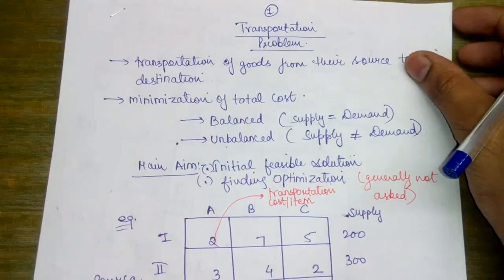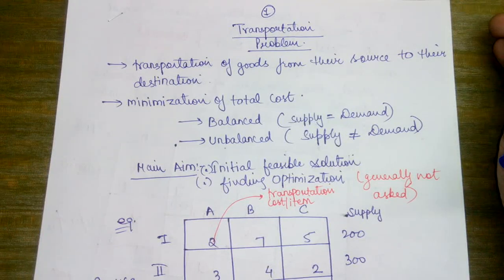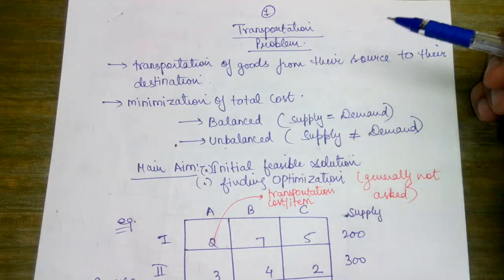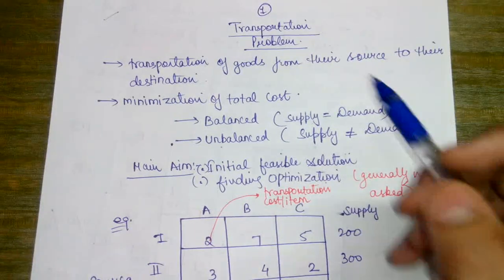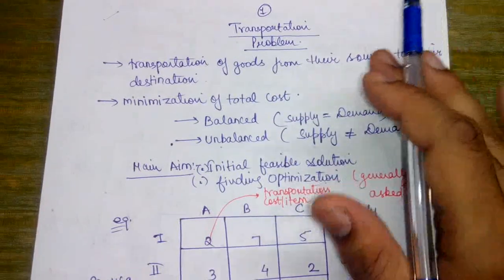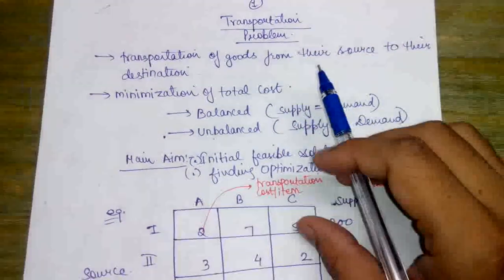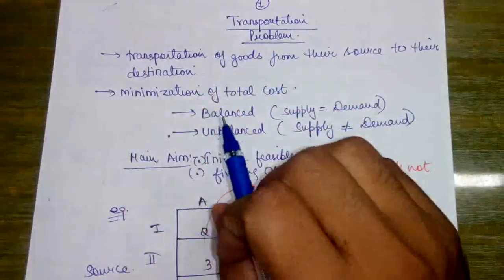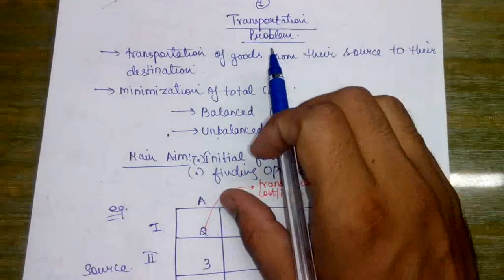Today we are going to start with a very important problem statement, that is the transportation problem. In the transportation problem, the main aim is to transport the goods from their sources to their destination. What is important is that we have to transport these goods from one place to another such that the cost of transport is minimized.